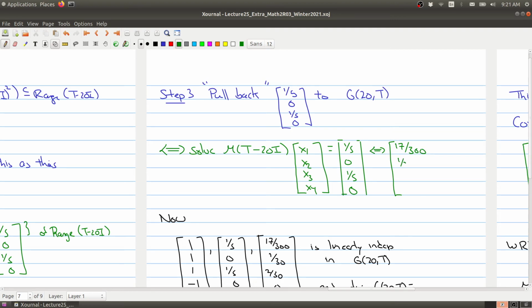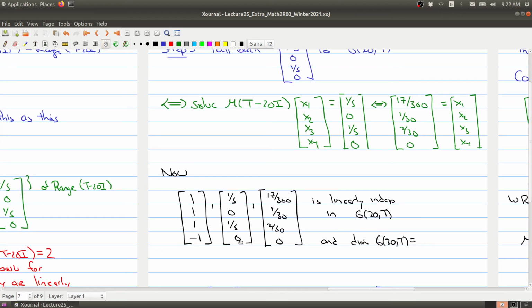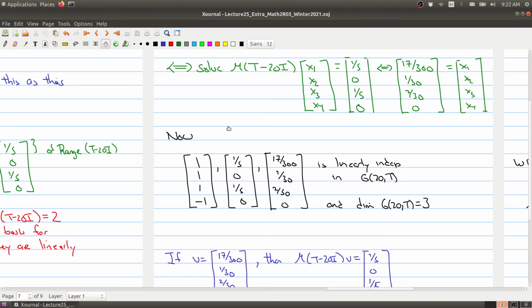17/300, 1/300, 2/30, and 0. Okay, so that would be my vector x1, x2, x3, and x4. And so what we have now is all of these vectors are linearly independent in our generalized eigenspace. And since the dimension of our generalized eigenspace is 3, they form a basis. So this is a basis for the generalized eigenspace.